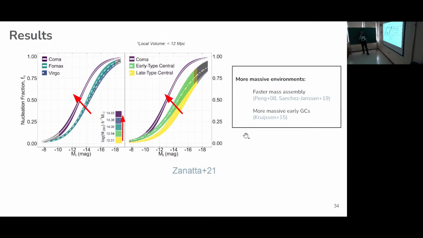At the time, we theorized that this is something that is not predicted by the NSC formation models that I showed before. But one idea that we had is that in more massive environments we have a faster mass assembly, especially in dwarf galaxies. This might lead to more massive early GCs that might increase the likelihood of a nuclear star cluster forming within massive environments. But this is still a matter of research.